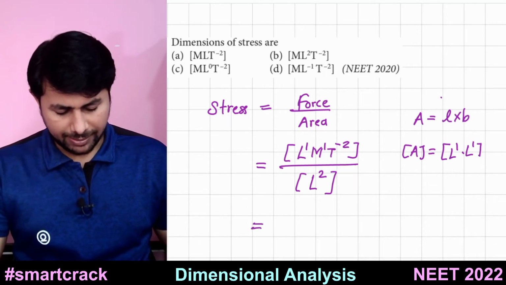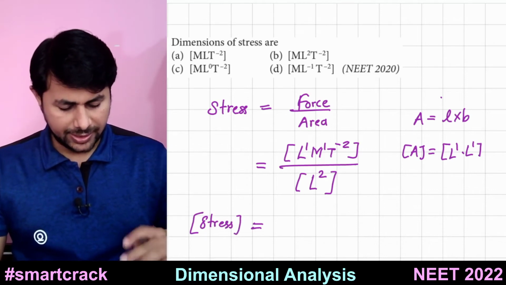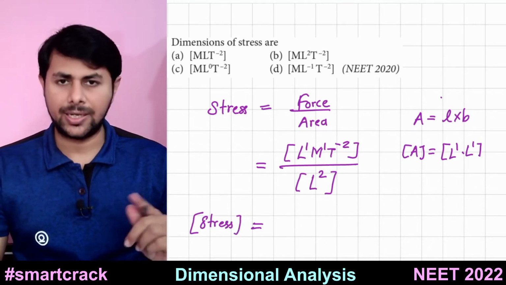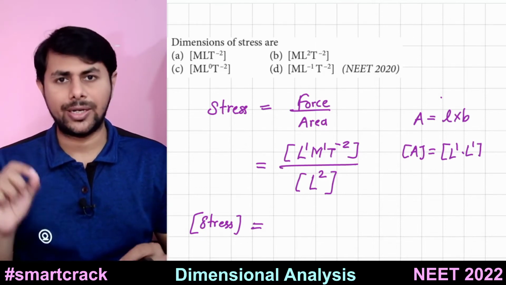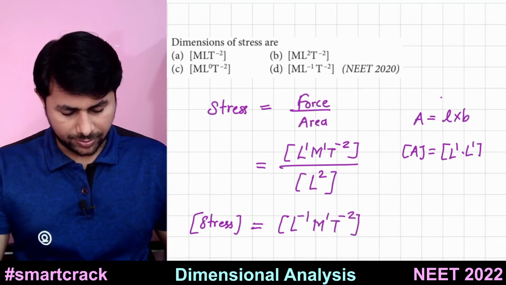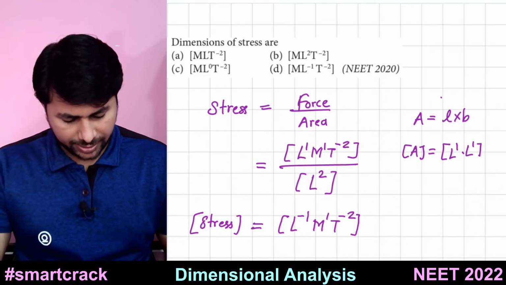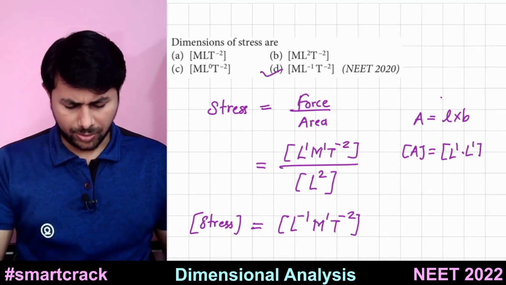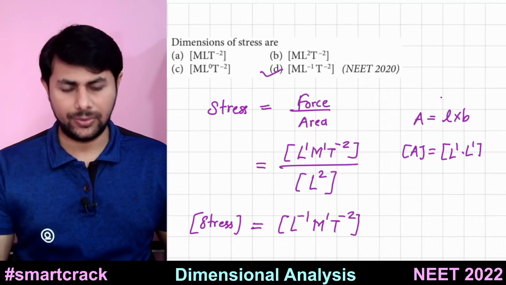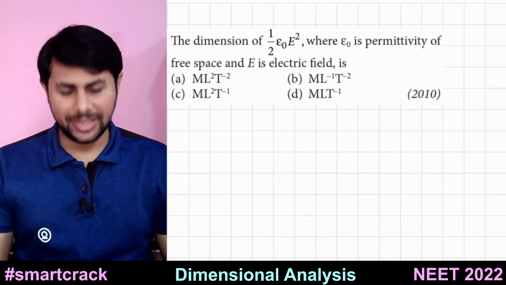So what are dimensions of stress? If we take this L raised to 2 in numerator, it becomes L raised to minus 2. So overall we have L raised to 1 minus 2, that is L raised to minus 1. Then we have M raised to 1, T raised to minus 2. Which of these options matches it? I guess it is option D. So option D is the correct answer. Simple. Then let's move on to the next problem.